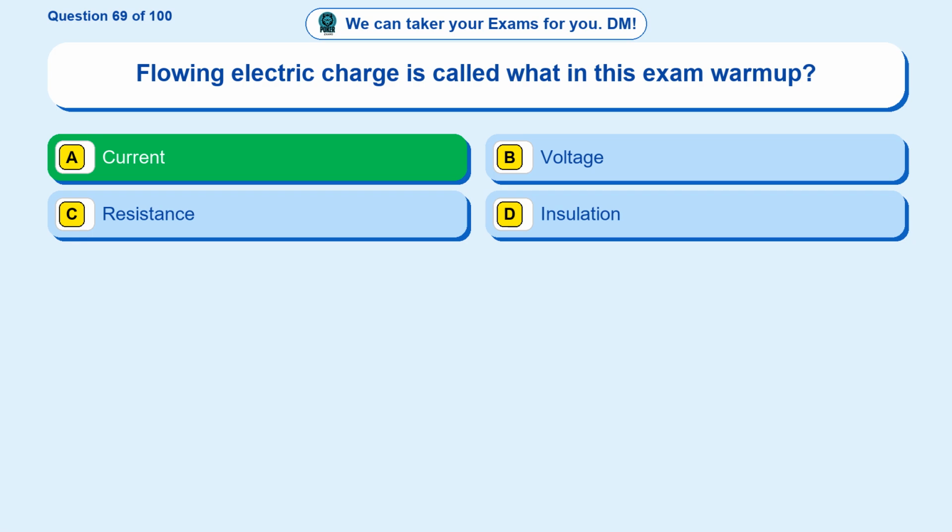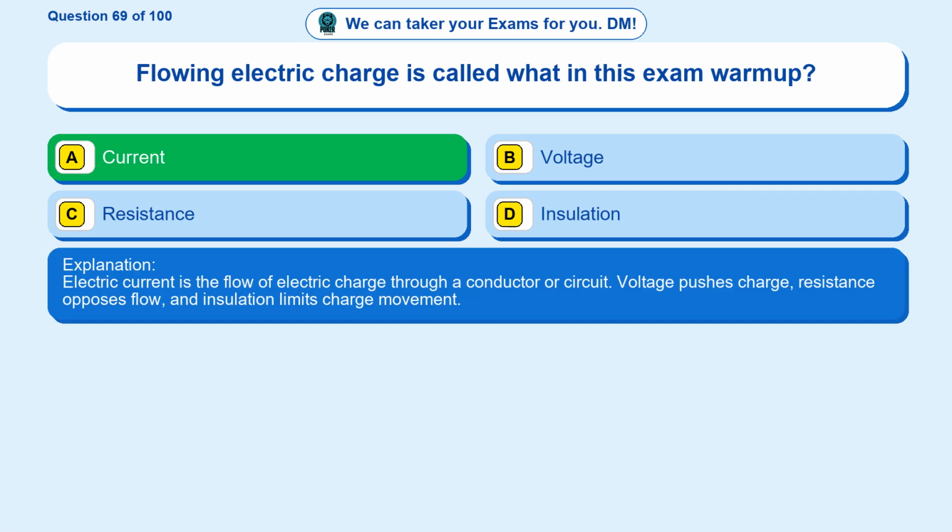Current. Electric current is the flow of electric charge through a conductor or circuit. Voltage pushes charge, resistance opposes flow, and insulation limits charge movement.